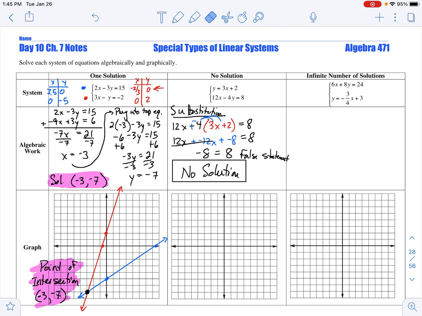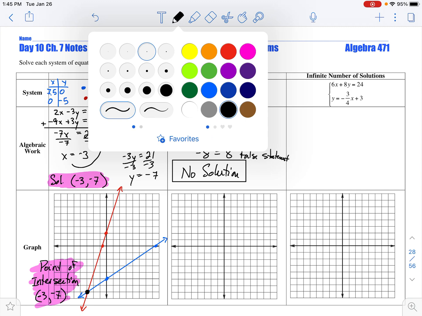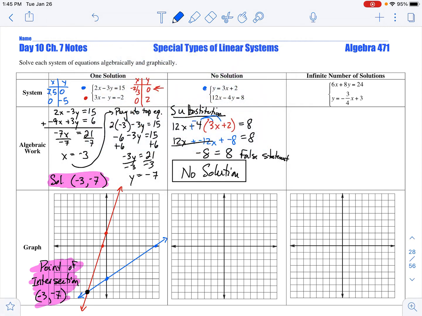Well, let's see what this looks like if we were to graph it. I'm going to graph the first line using slope-intercept form. I'm going to use a y-intercept of 2 and go up 3 and right 1.